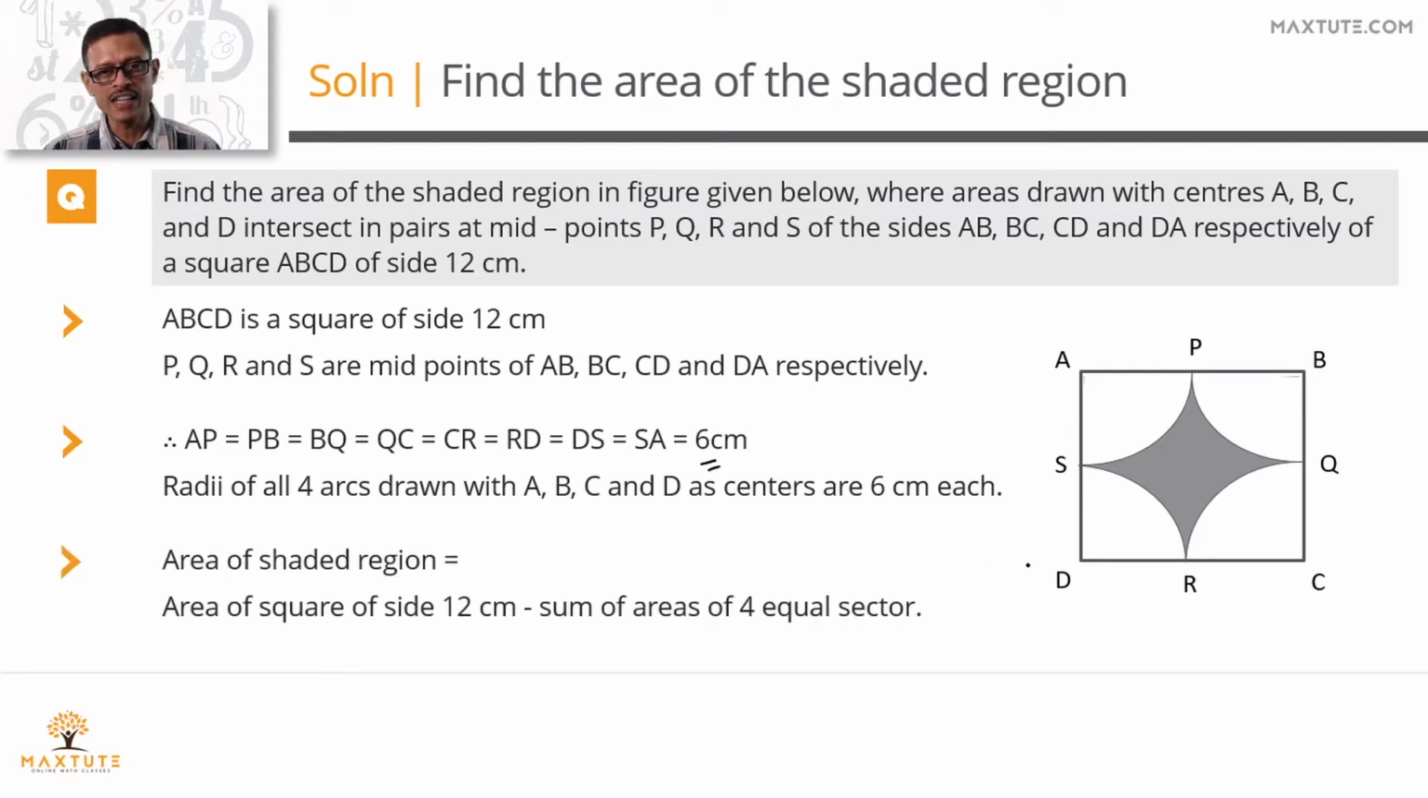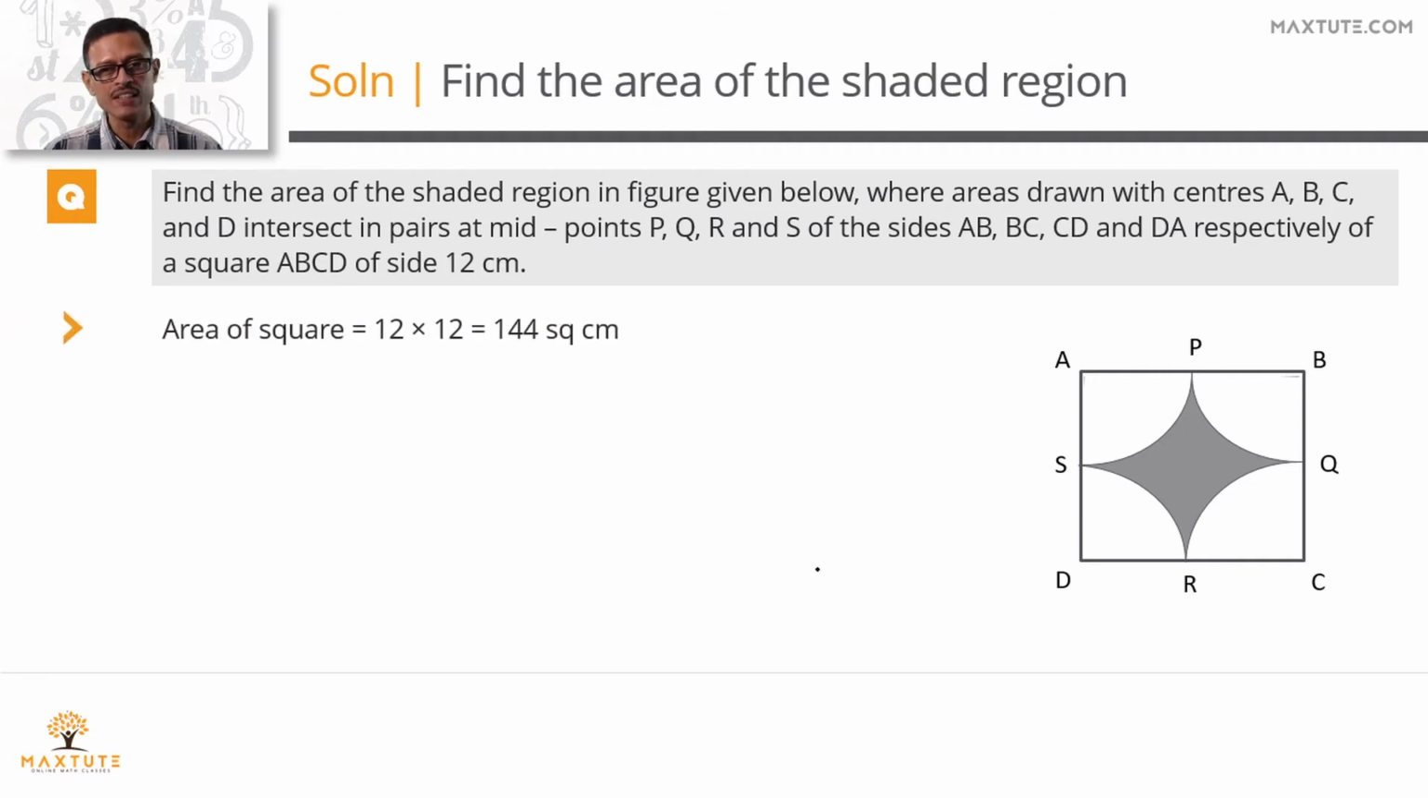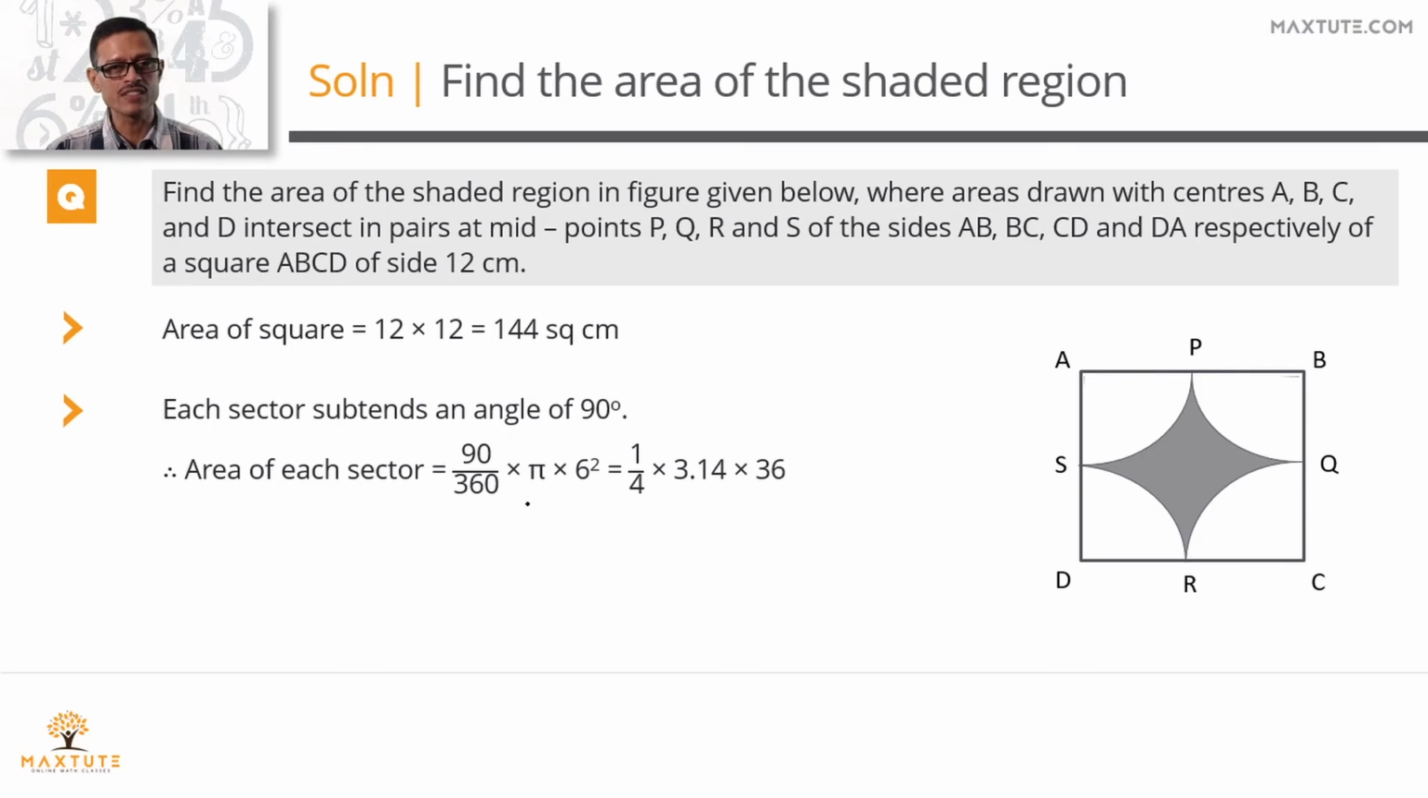What do we have to find out? Area of the shaded region, which has got 2 components to be found. One, area of the square of side 12. From that, we need to subtract the sum of the areas of the 4 equal sectors. Why are they equal sectors? They subtend the same 90 degrees because they are drawn with the vertices of the square as a center. All of them have the same radii, so they are equal sectors. We're going to find out the area of the square, which is square of the side, 144 units. Part 2, let's find out the area of the sector.